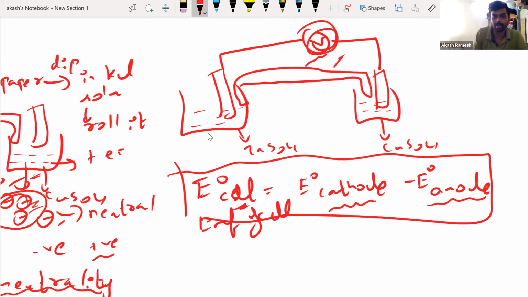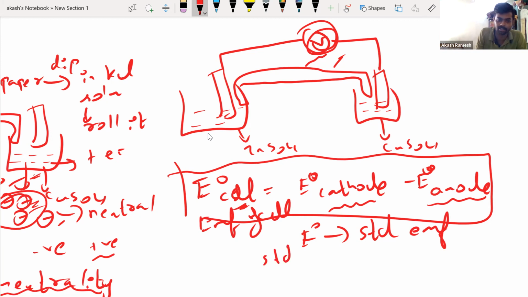Now, there is a reason why I put a naught in all of these. When I put E naught, it talks about standard EMF. Just like you have standard enthalpies and standard entropies, you just put a naught. In your 11th class, you would have studied this. So when I put a naught here, it represents a standard EMF. Obviously, I need to have some conditions. What are the conditions?